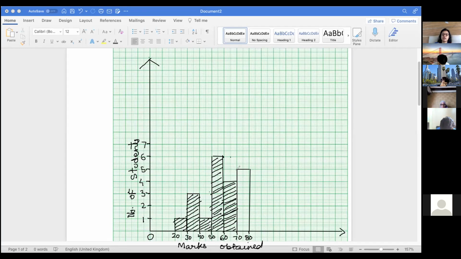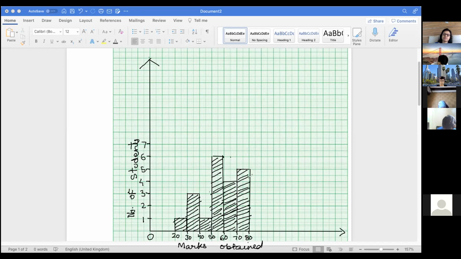Okay, and the last one, use scale to do the shading part also. Here I have taken the width as just 1 unit. You can take 2 units also. I could have written 20 here, 30 here, meaning a gap of 10 for two blocks. So any scale depends on you.